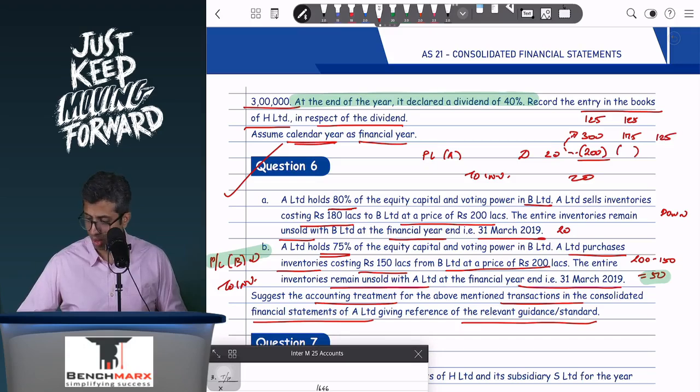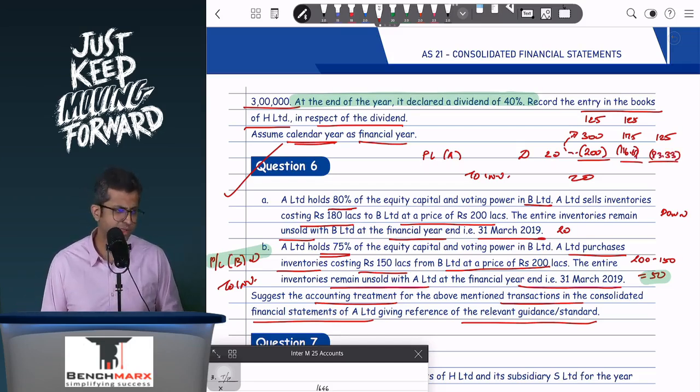So over here, out of the 200 into 7 by 12, can I say around maybe 116.67, and 200 divided by 12 into 5, 83.33. Okay, this is on a totality basis.